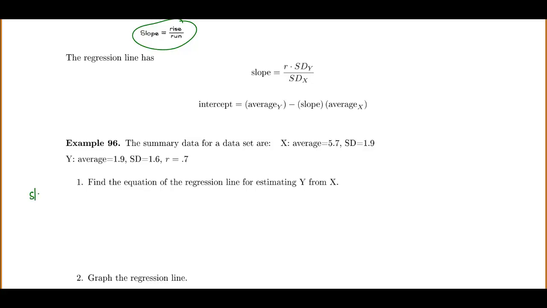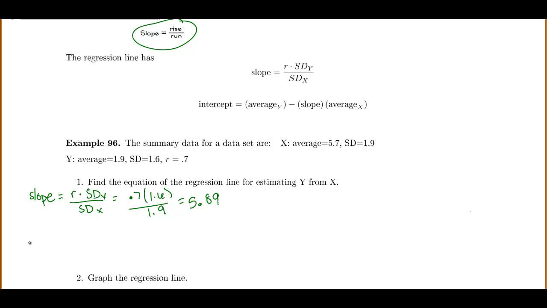So the first thing we need to do is find our slope. And our slope is r times the standard deviation of y divided by the standard deviation of x. R is our correlation, that's 0.7. Our standard deviation for y is 1.6, and our standard deviation for x is 1.9. This gives me 5.89.